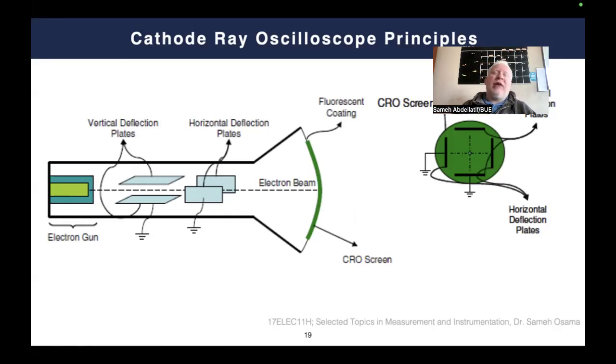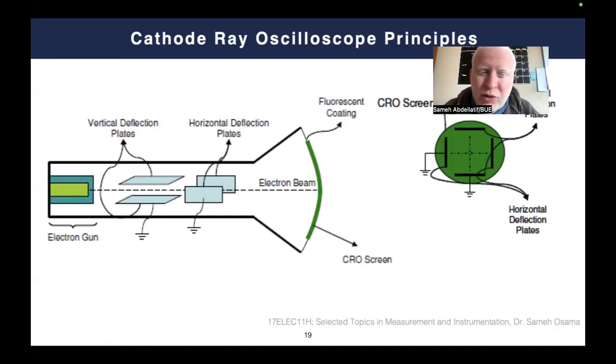But if we have an electron gun emitting a beam, and this electron beam hits the fluorescent screen, what you are going to see on the screen is simply one dot in the center. So the question is how we control this beam so that we can see a moving signal, for example, sinusoidal or whatever it is. And the answer is through these two controlling plates.